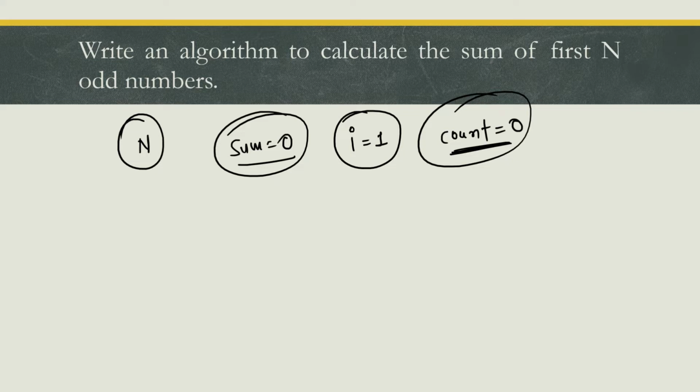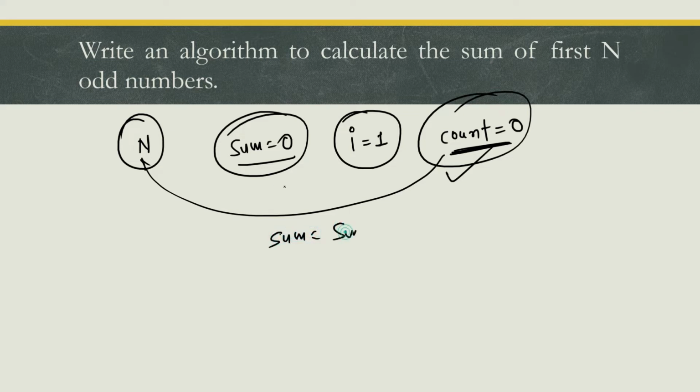Whatever odd number I process, I will increment count by 1, and I will check the value of count with n. If it is less than n, then we have to process another number. So let me explain the logic.